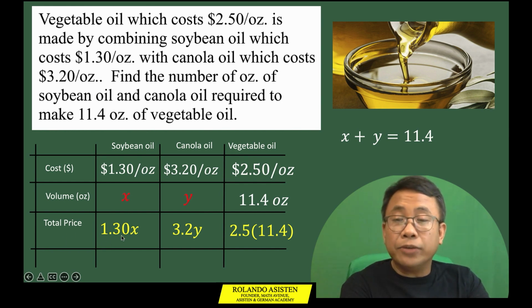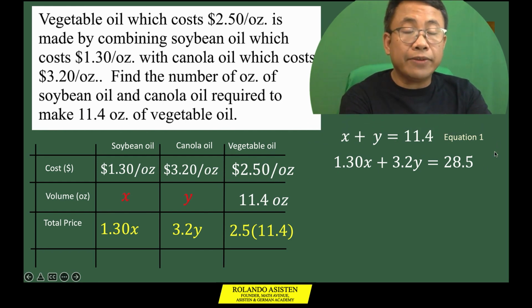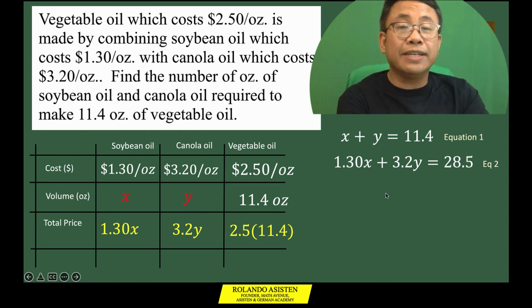Then the next equation would be for the total price. The price of the soybean oil plus the price of the canola oil is equal to the price of the mixture. So we have 1.30x plus 3.2y is equal to 28.5. Let's call the first equation equation 1, and this next equation equation 2. We have here a system of two equations in two unknowns, and there are many ways of solving this. In this case, let's use the substitution method.